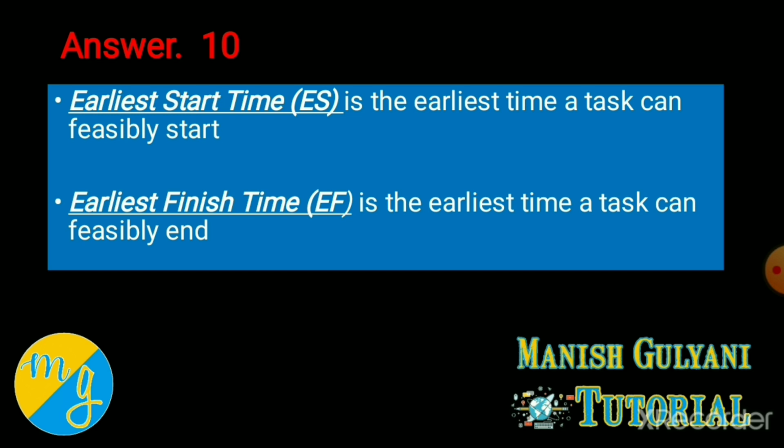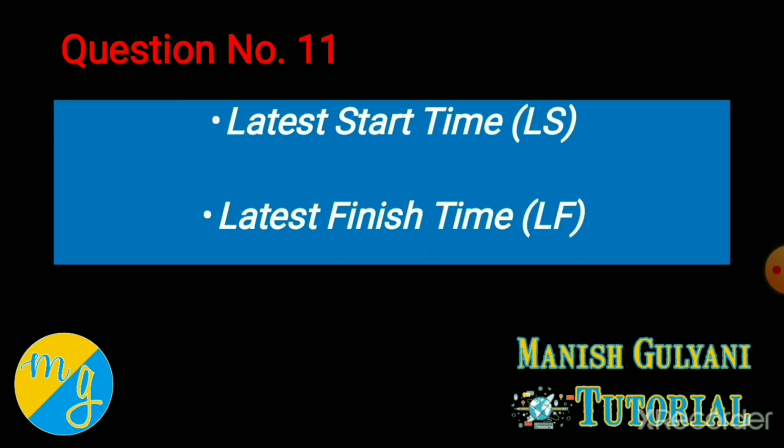Earliest finishing time is the earliest time a task can feasibly end. Means as soon as possible you can finish your task. That's called earliest finishing time. Now just opposite from these are the latest starting time and latest finishing time. What's the difference between earliest starting time and latest starting time? Earliest starting time is as soon as possible you can start your project, but latest starting time is the time by which you must start your project. There's a difference between can and must.